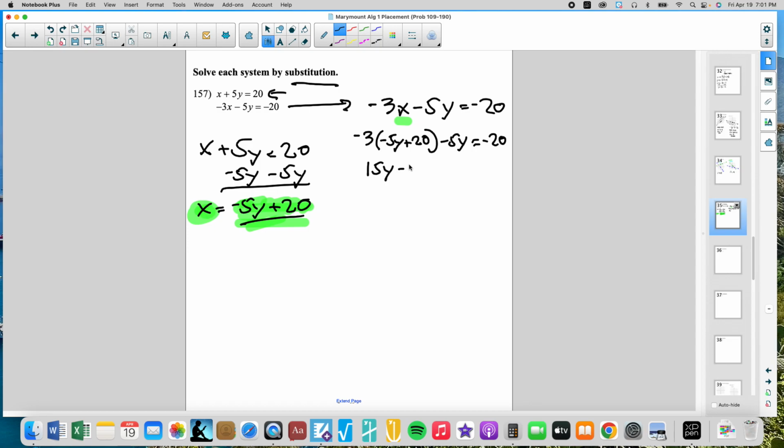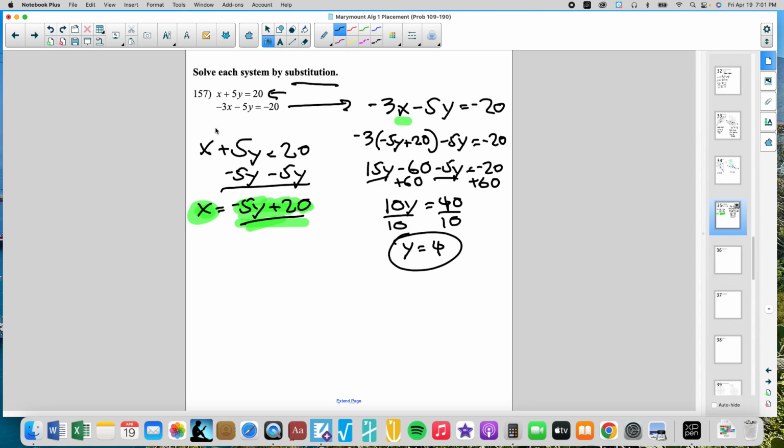15y minus 60 minus 5y equals -20. Simplify on the same side, which is 10y. We're going to add 60 to both sides to get the constants on the other side. That gives us 40. Divide by 10, divide by 10. The y value is 4. So that's my y value of my intersecting point.